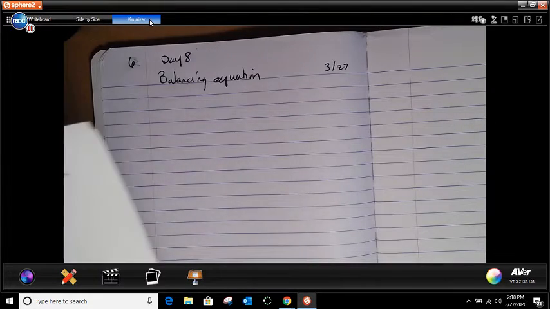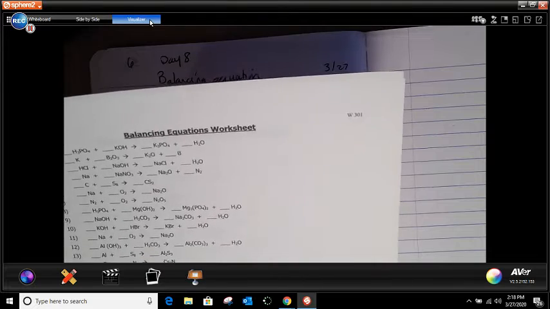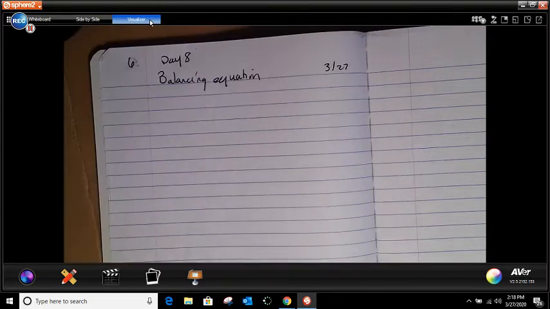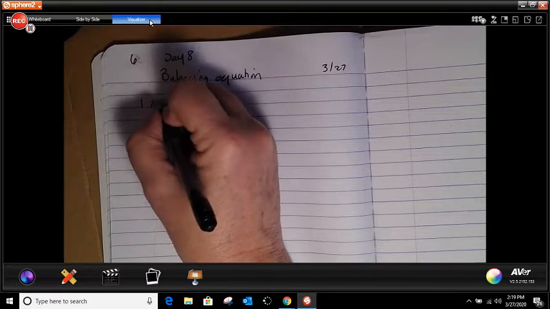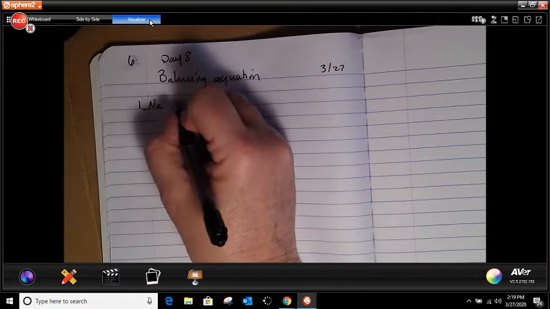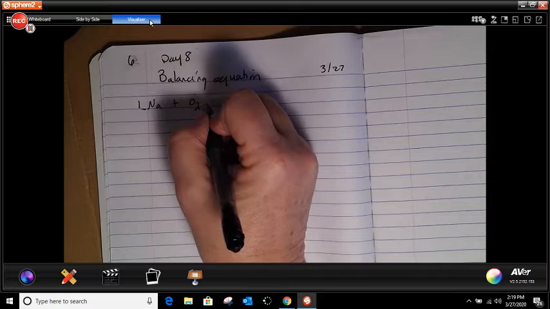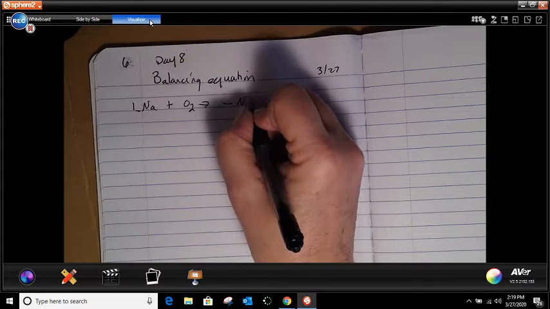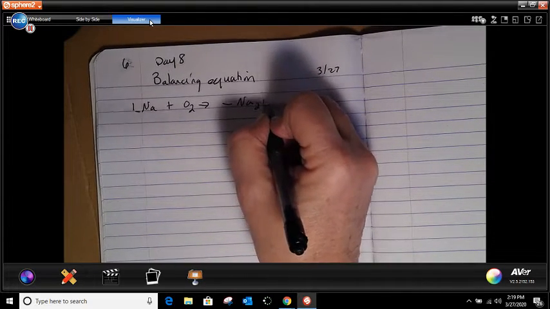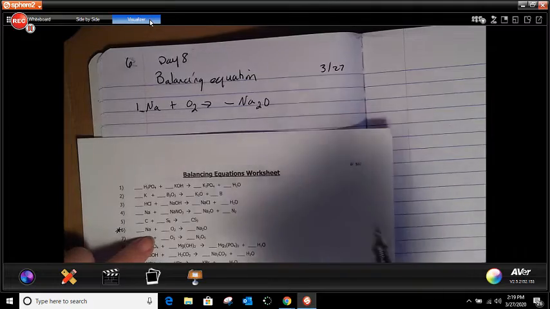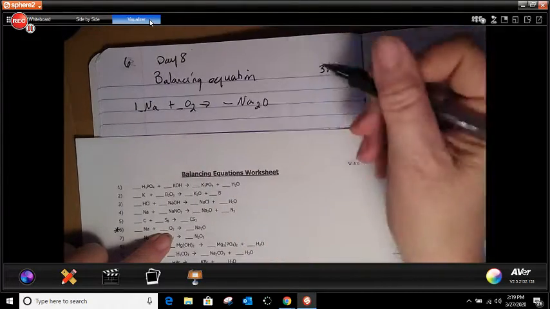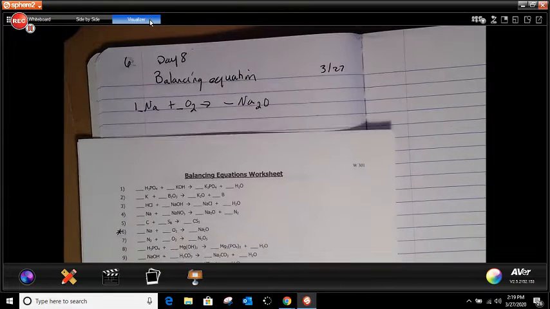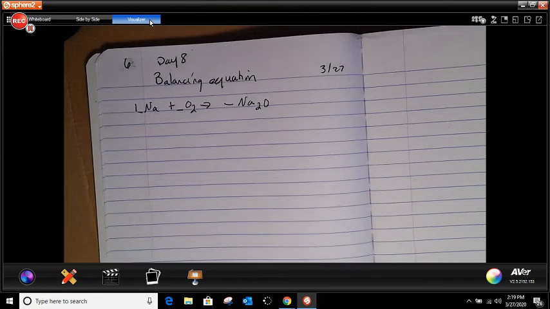Okay? You have to be really, really careful and make sure you write down exactly what it says on the paper. So for my number 1, I have Na plus O2 yields Na2O. All right, I'm going to check mine again. Na plus O2 yields Na2O. Okay, I got it.